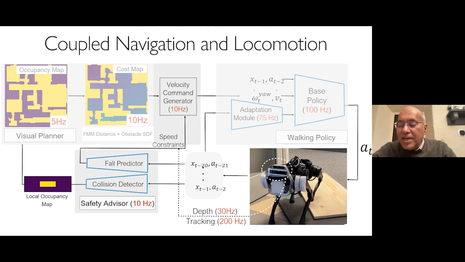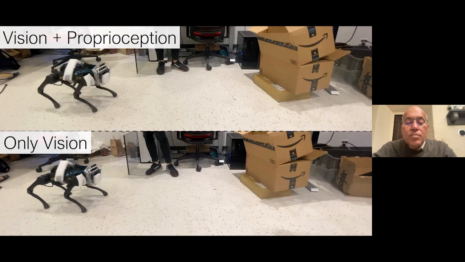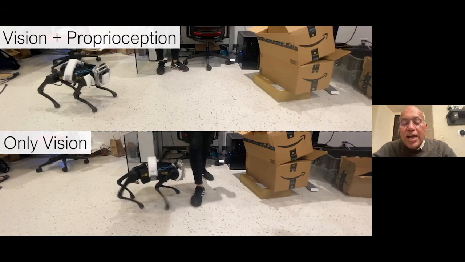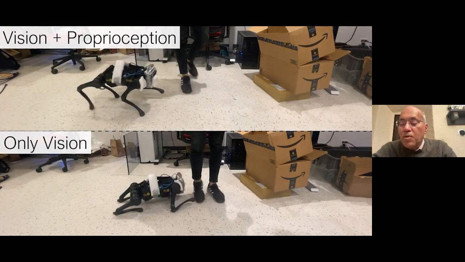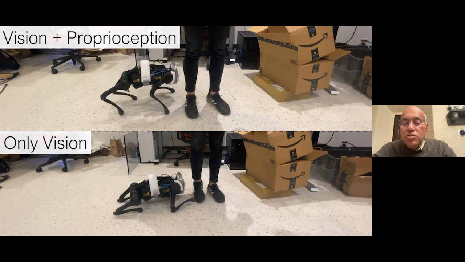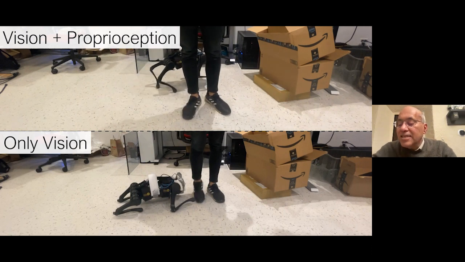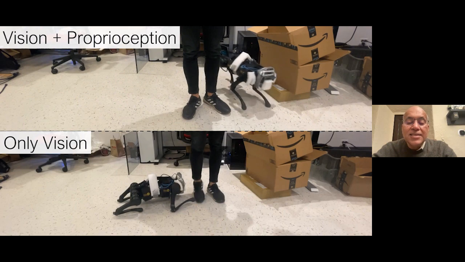And we can train this as well, and that's basically it. So this fall predictor and collision detector, these policies enable us to develop this full system. Next slide. And these are some demos which show that it is actually advantageous to use multiple senses. Don't just use vision, don't just use proprioception. The system works better with both, because vision will fail in certain conditions, right, like transparent glass.